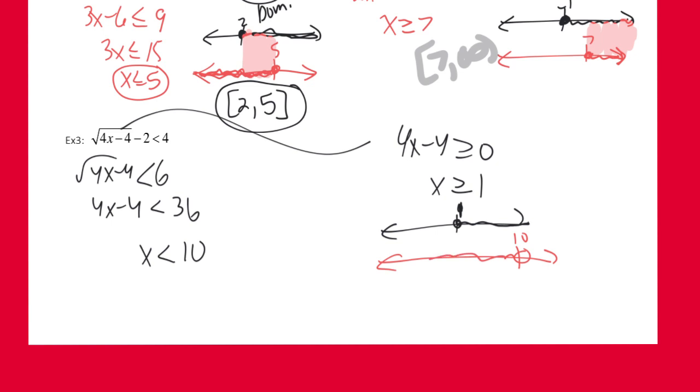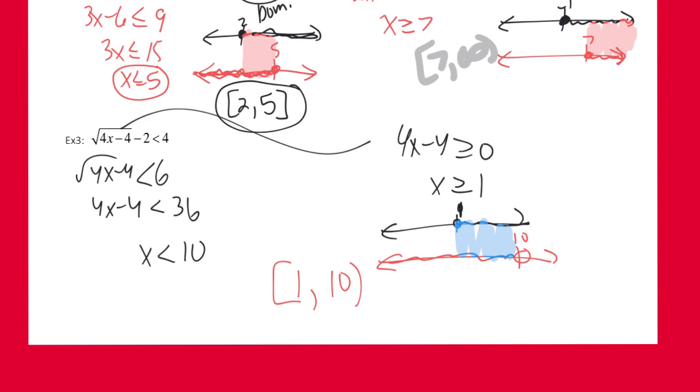Okay, where is it double shaded? It's going to be double shaded between here up to, but not including 10. So between 1 and 10 will be your solutions. And if you try any point from 1 up to 10, but not including 10, you will get values that are true, but also will not take the square roots of negatives.